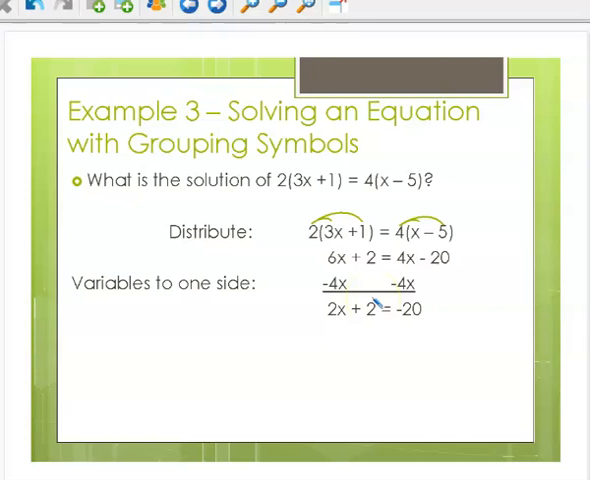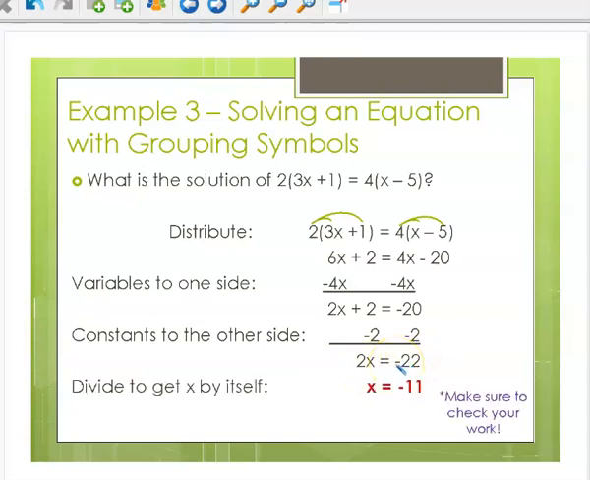Let's move the constant now. Let's move this constant right here. How do I make it go to 0? Well, we're going to subtract 2 from both sides. And that moves my constant to the right. I end up with 2x equals a negative 22. And I divide both sides by 2 to get x equals negative 11.